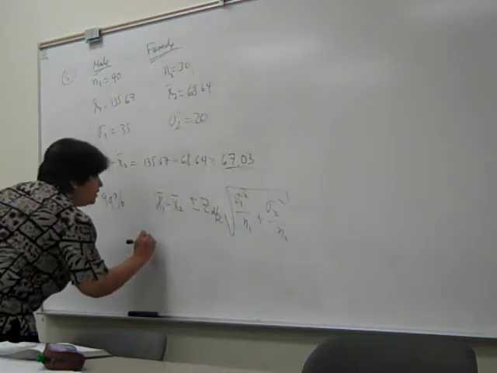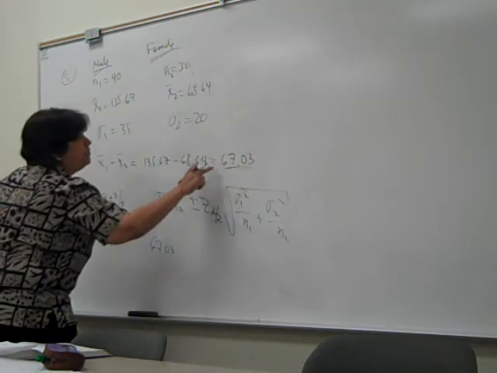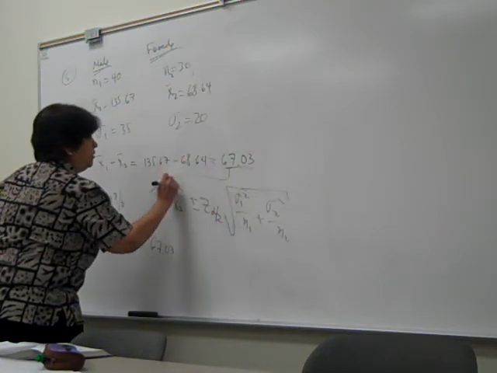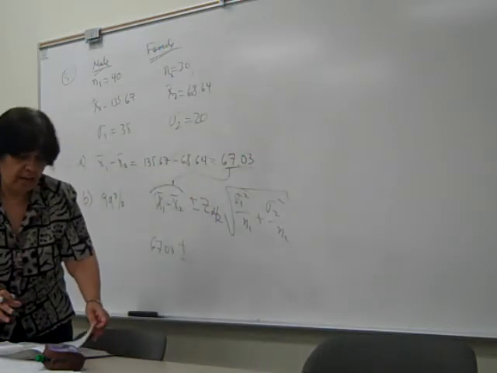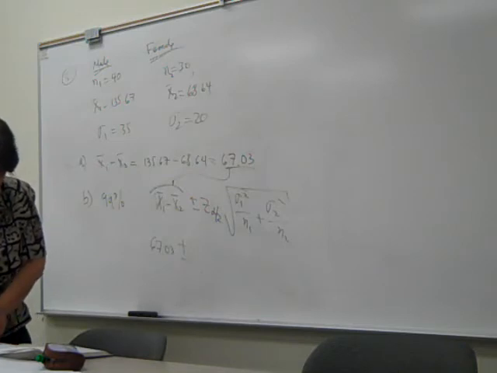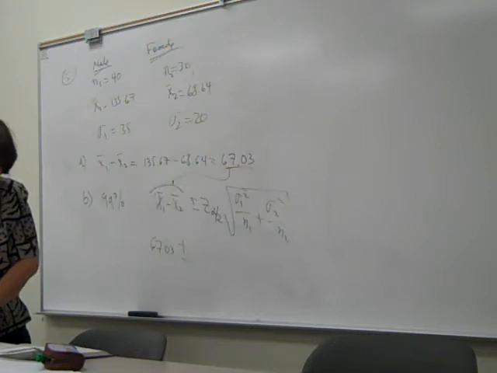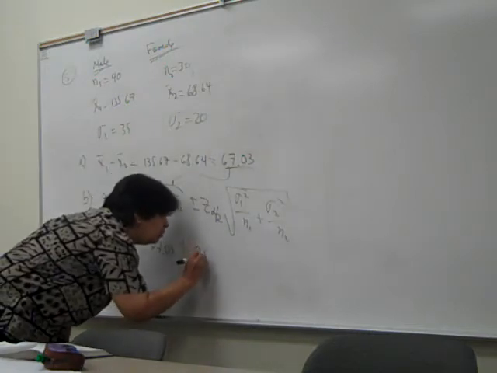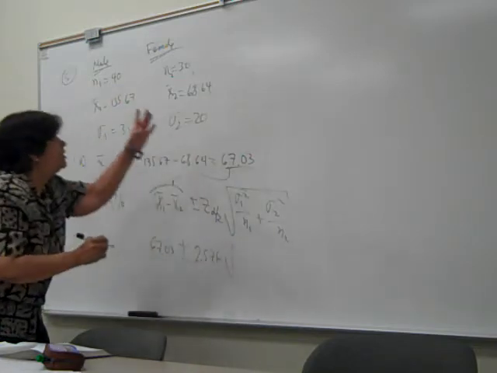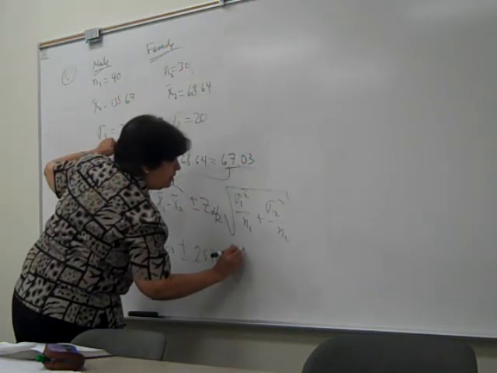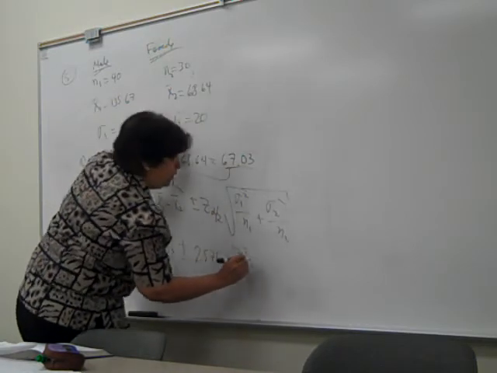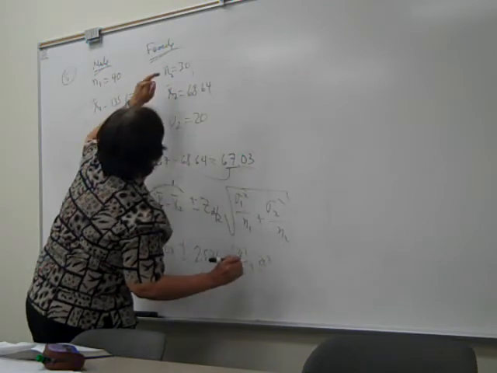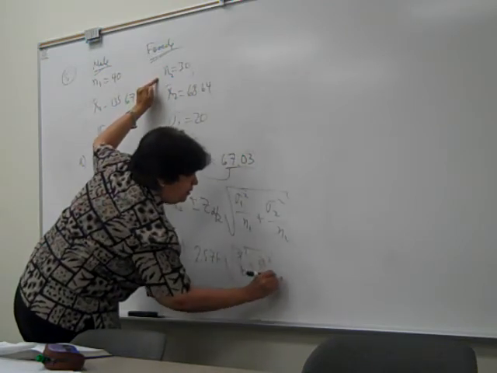So it is 67.03, that is the point estimate, plus or minus z of alpha divided by 2. What is the 99%? Go back to table 8.1. For the 99% confidence level, we will have z equal to 2.576. So 2.576 times the square root of 35 squared divided by 40 plus 20 squared divided by 30.